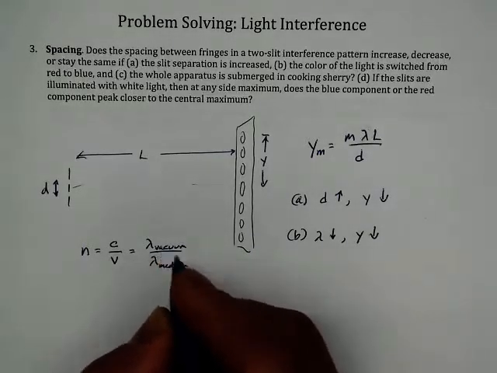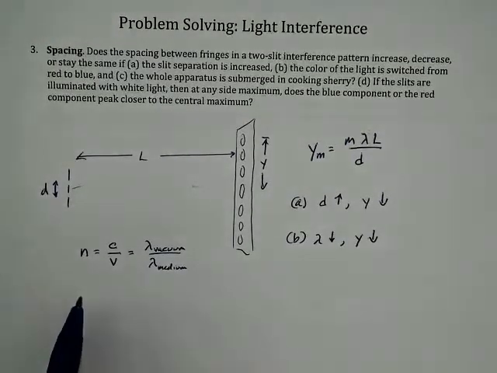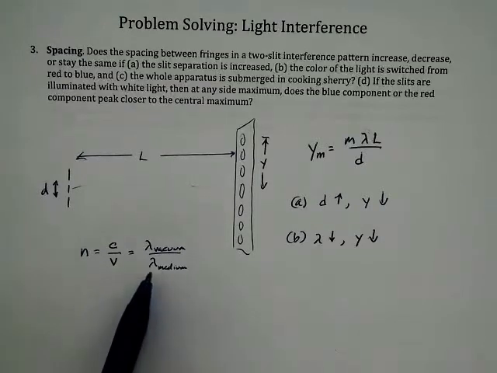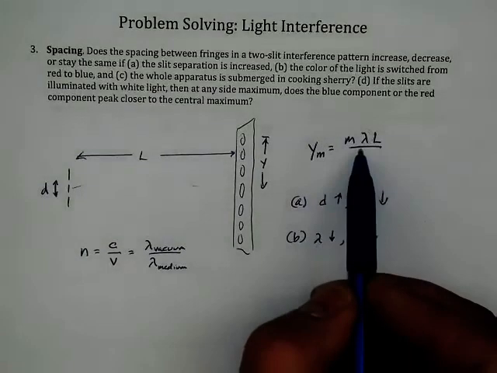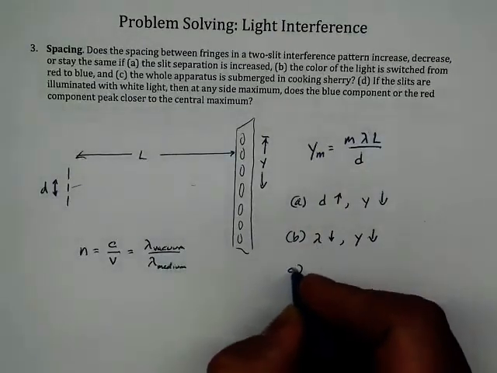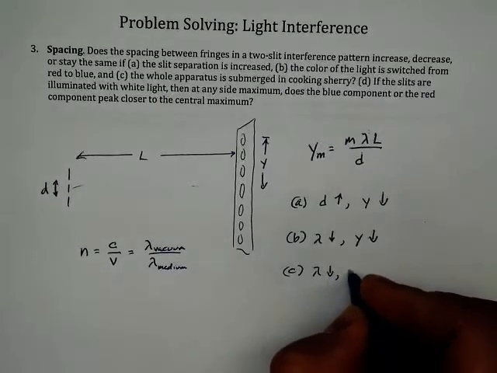Air is pretty close to a vacuum in terms of the optical properties. So what this means is if I make the index of refraction higher by throwing this thing in cooking sherry, the wavelength of the light has been decreased. And if I make the wavelength of the light in this region decreased, I'm going to observe the same effect that I did by changing the color of the light.